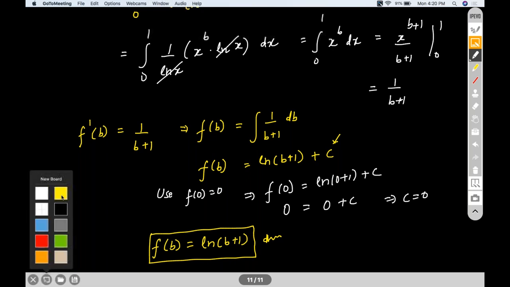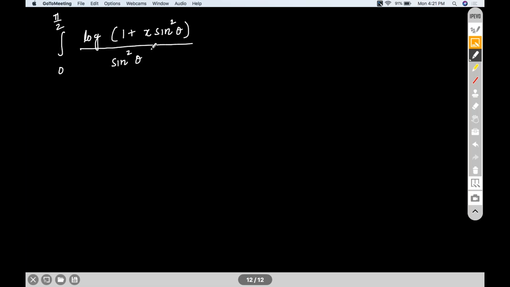I know you would be more inquisitive to solve questions of the similar type. So let's move on and do one more. In fact, two more will do today. So 0 to pi by 2. Okay, find the value of this integral.